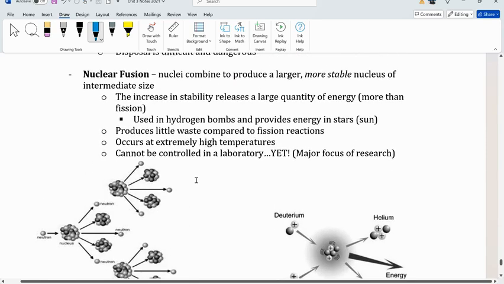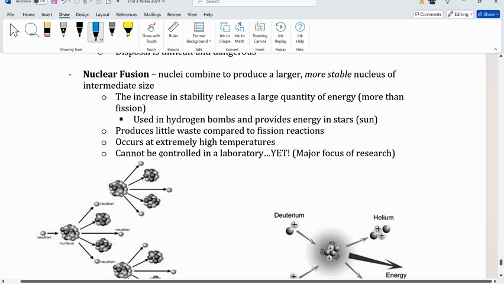Now, nuclear fusion: nuclei combine to produce a larger and more stable nucleus of intermediate size. The increase in stability releases a large amount of energy, which is more than fission. This is used in hydrogen bombs and provides energy in the stars like our sun. It produces little waste compared to fission reactions because it just creates elements that are a little bit bigger, yet not radioactive. However, the downfall is it occurs at extremely high temperatures.